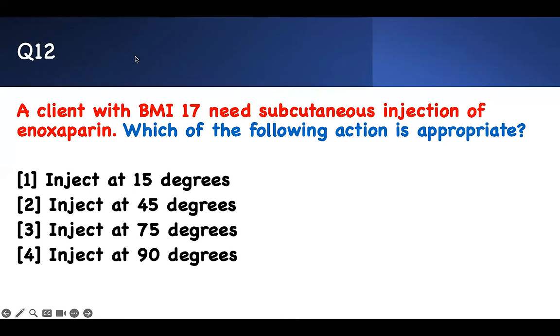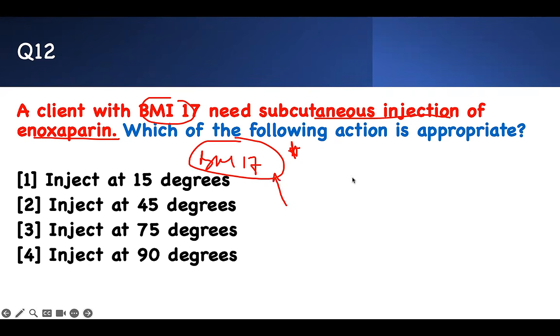And the last one. A client with a BMI of 17 needs a subcutaneous injection of Enoxaparin. Which of the following actions is appropriate? That means somebody with a BMI of 17. Always when you look at a question, when they put some words there, there's a reason why the examiner is giving it to you. They want you to think. A BMI of 17 is too low. This is like an anorexic patient or something like that. And I'm going to inject Enoxaparin, which is given sub-Q.